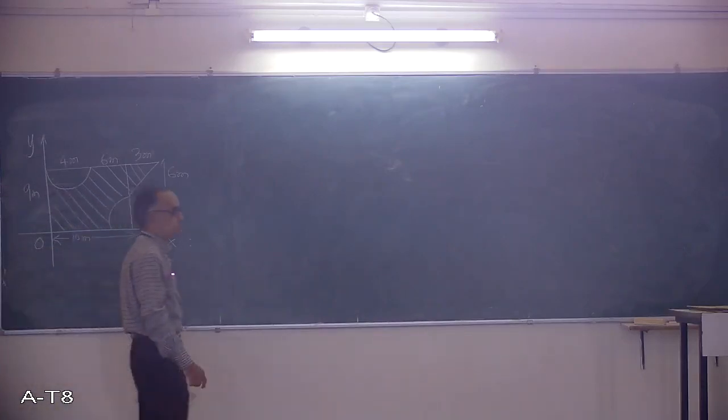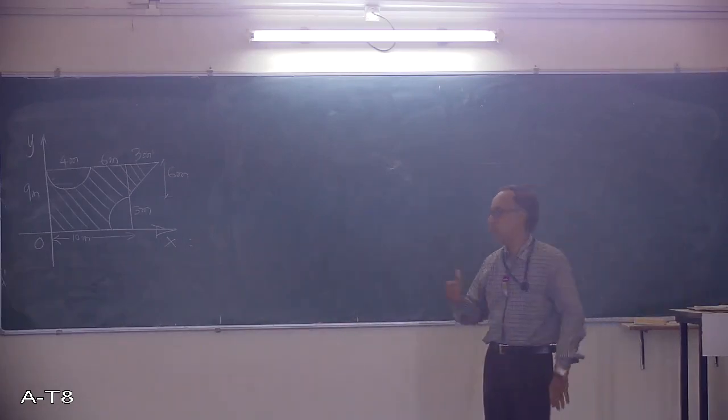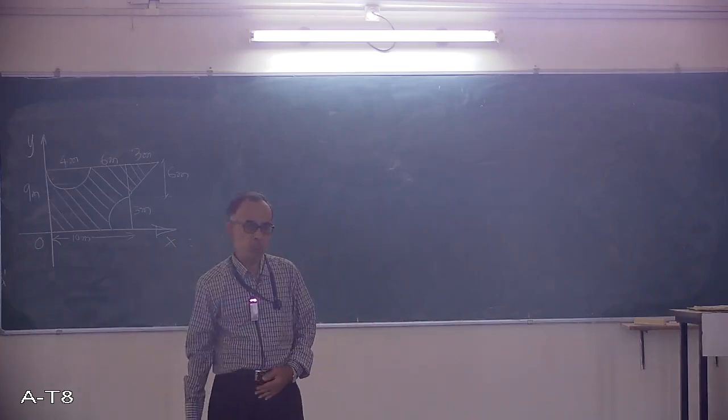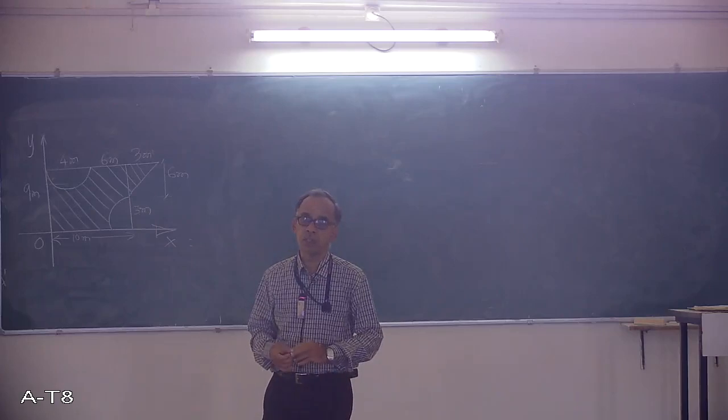This previous example I already gave you, but we have not solved it. The same problem we solve today. I discussed so many points in the previous class. So here we have to find out the centroid of the shaded figure.